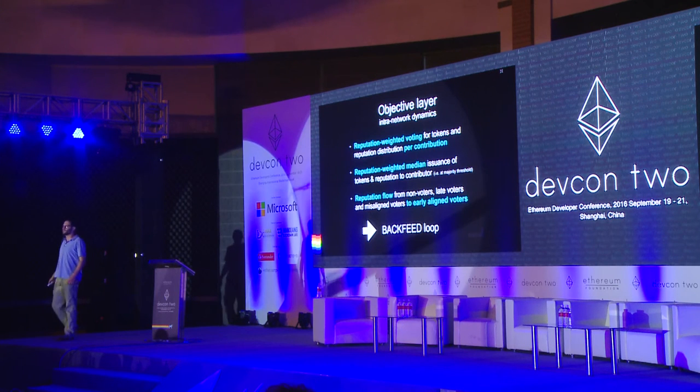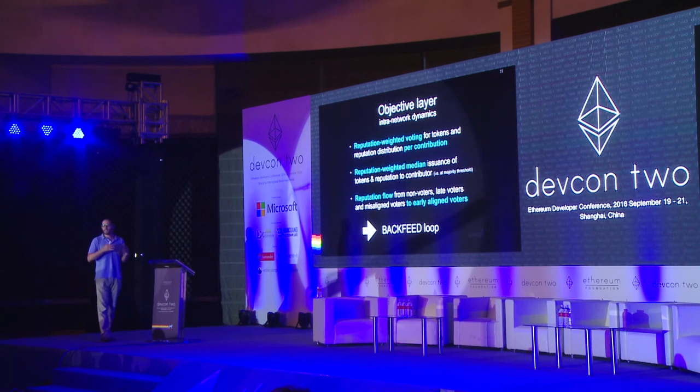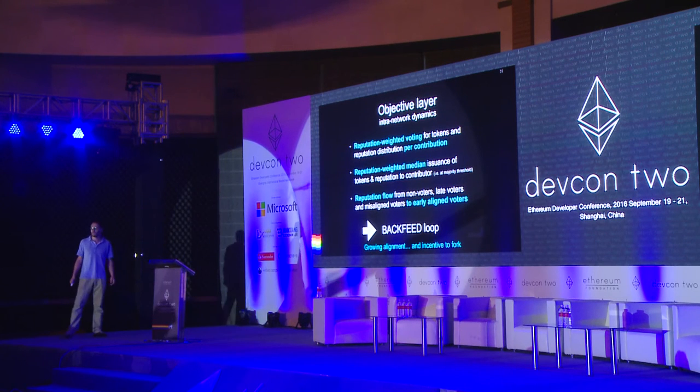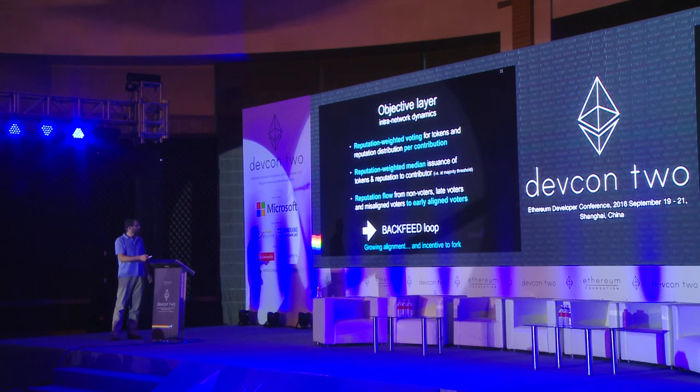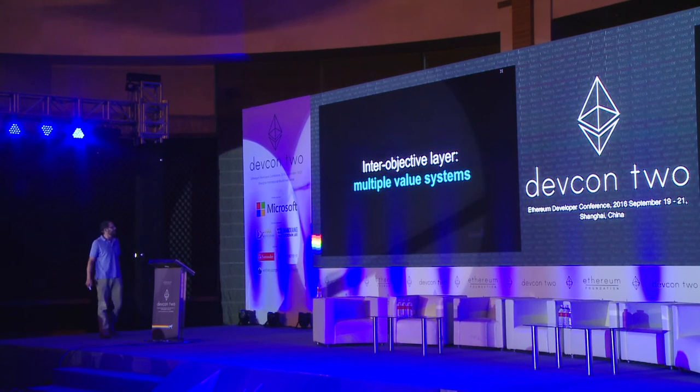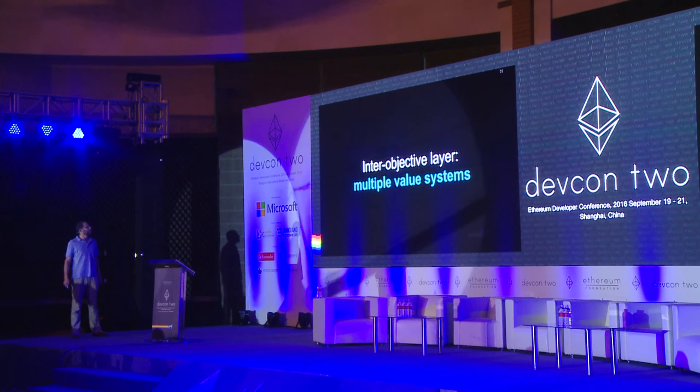That basically creates the Backfeed loop, which means that the majority that is systematically aligned has its reputation increasing and increasing, and that basically creates growing alignment in the network, but also a growing incentive to fork the network, which anyone can do at the click of a button. So that brings us to the interobjective layer, which is the existence of multiple value systems.